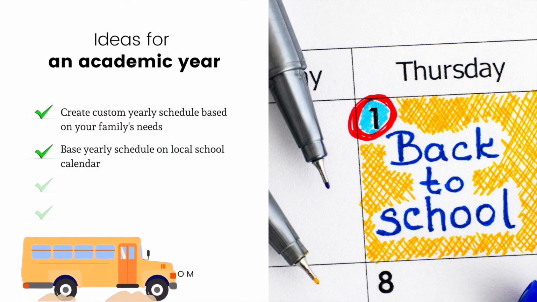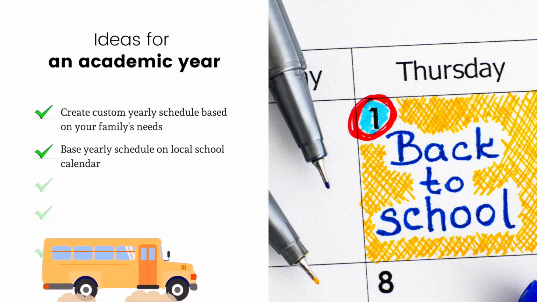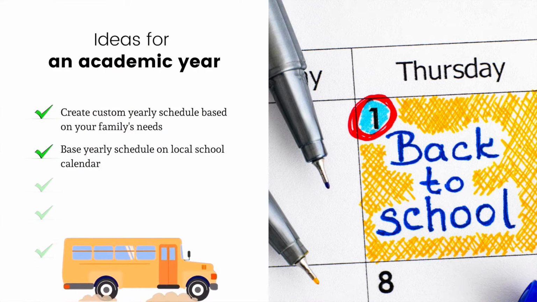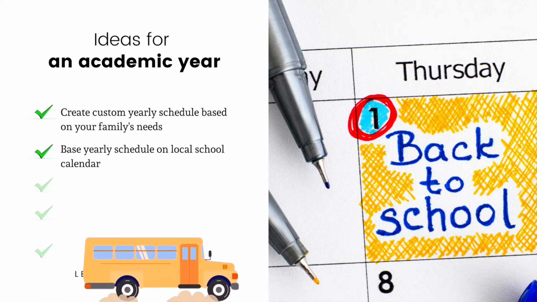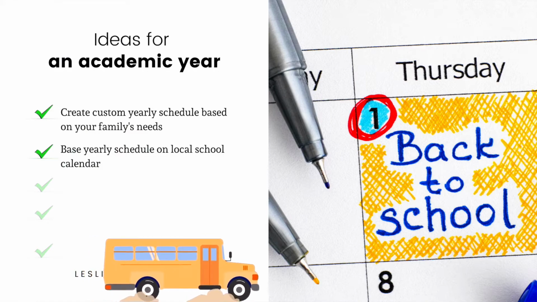That means that you would have the same first day and last day of school as your local public school or your local private school, as well as days off and half days. This might be a good option for you if your kids have a lot of friends in school and you want them to have the same days off as their friends. And it can be fun to celebrate the same first and last day of school as everyone around you.